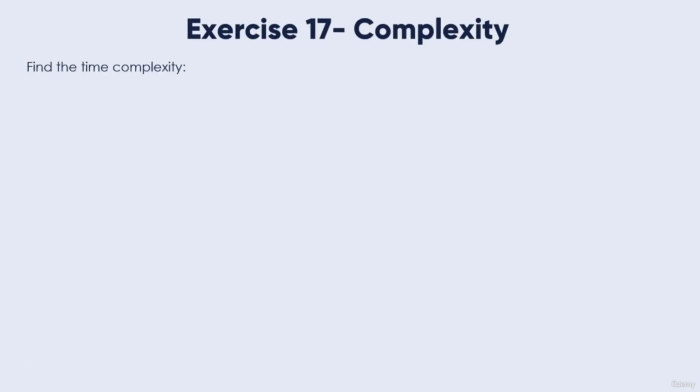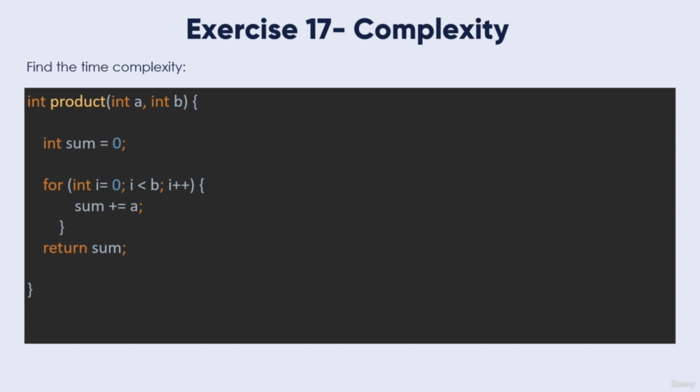Hello, my friends, and welcome to exercise number 17. In this exercise, we are asked to find the time complexity of this function. This function will give us the product of two numbers. It takes a parameter int a and a parameter int b, and it will return the result as sum, which is of type int. Pause the video and think about this function and how to get the time complexity.